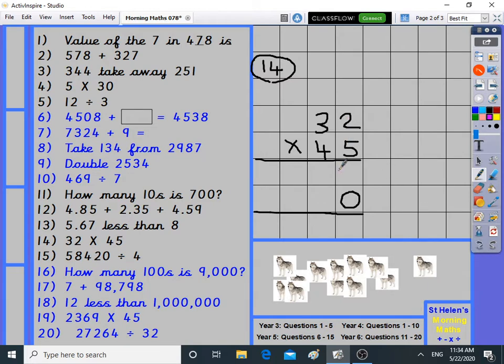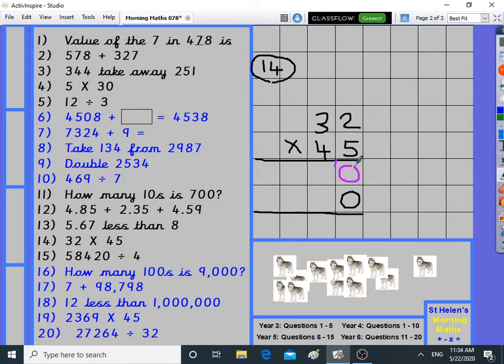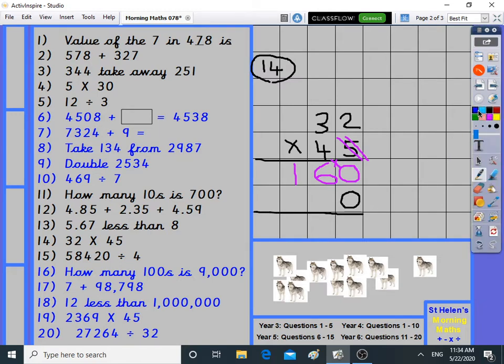5 times 2 is 10. Oh, it's in purple, never mind. 5 times 2 is 10. 5 times 3 is 15. Plus 1 is 16. So we said 5 times 32 was 160. I've done the 5. Done that little one. Let's cross them out. The less we have to think about, the better.